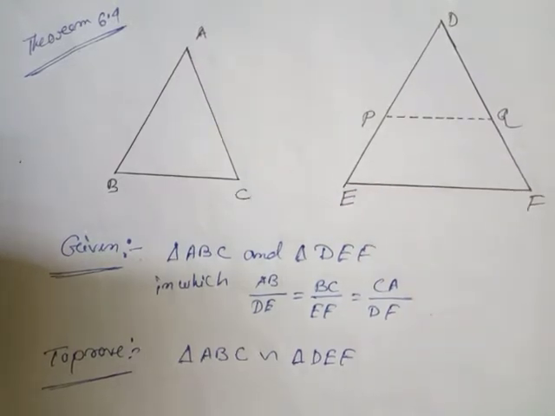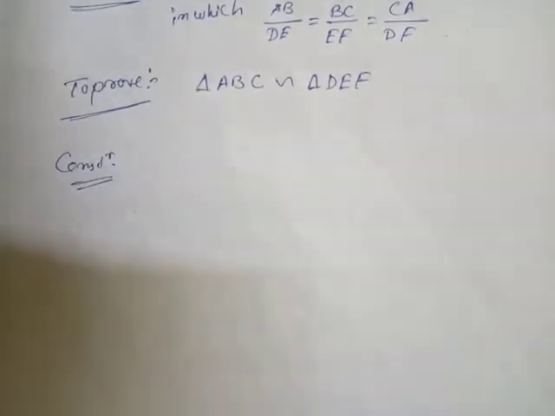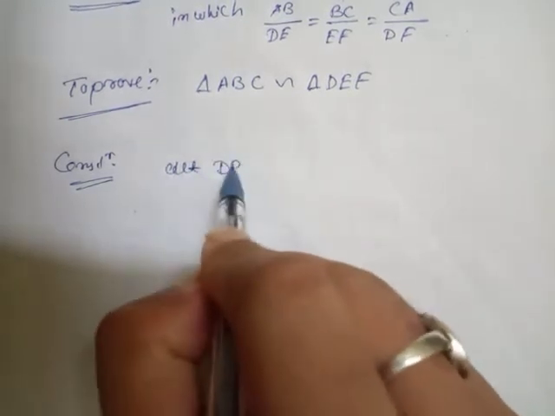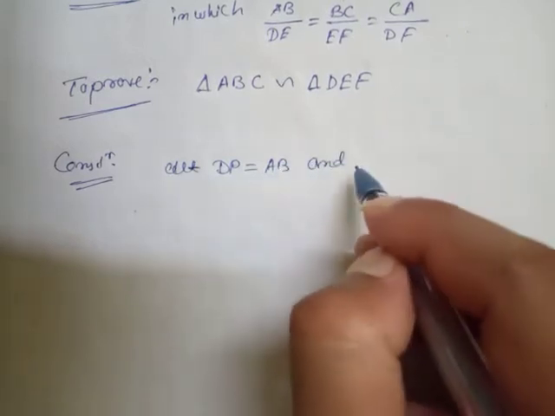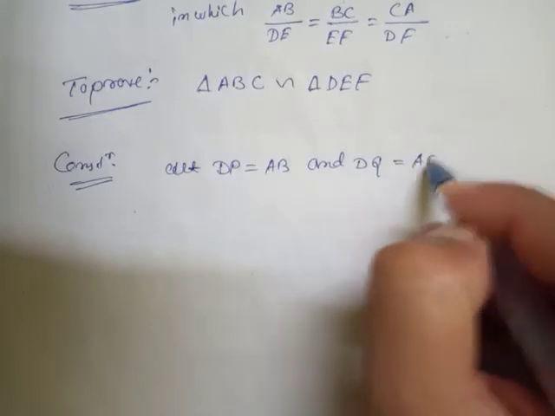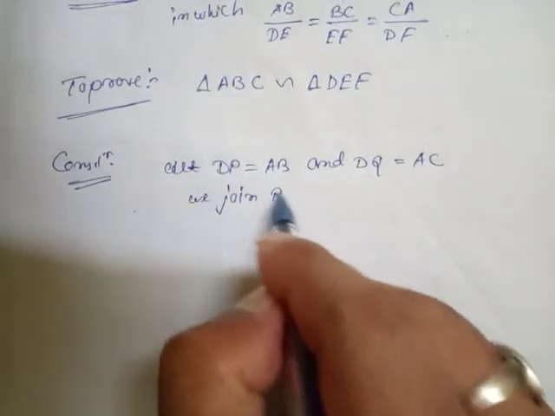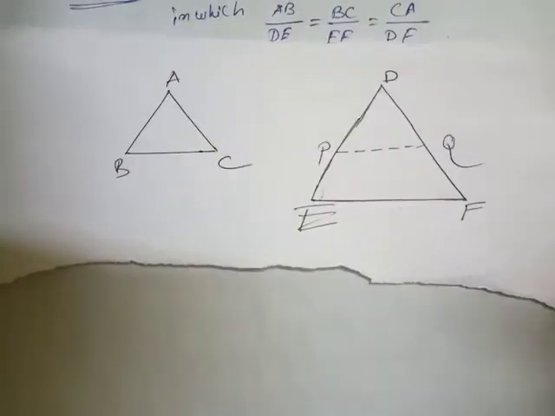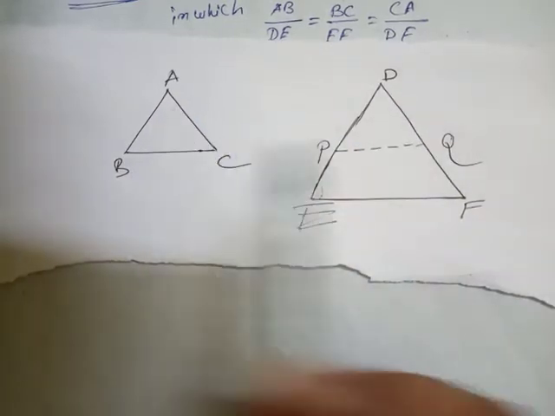Now look, construction. If you cut DP equal to AB and DQ equal to AC, then we join PQ. Students, look at the rough sketch here. Look, AB and DP, AC and DQ.